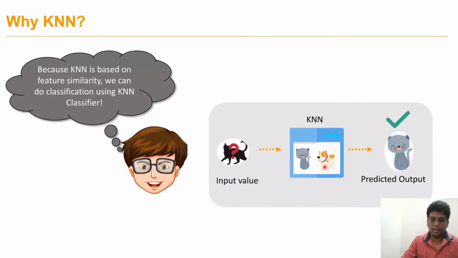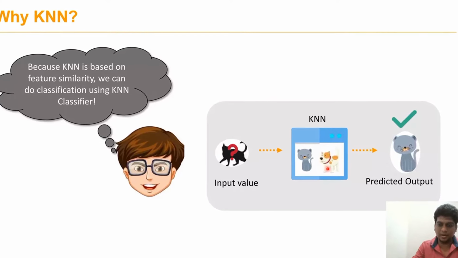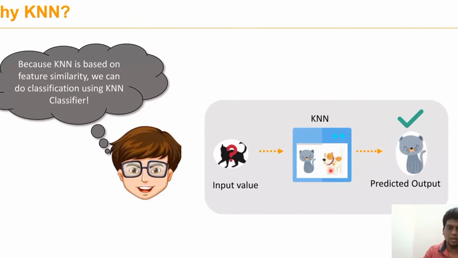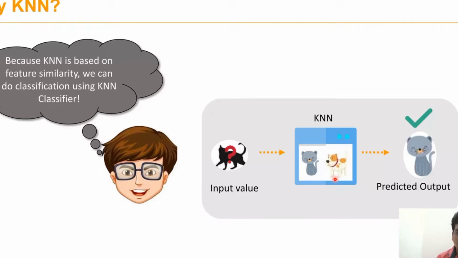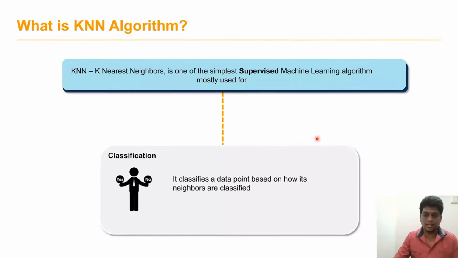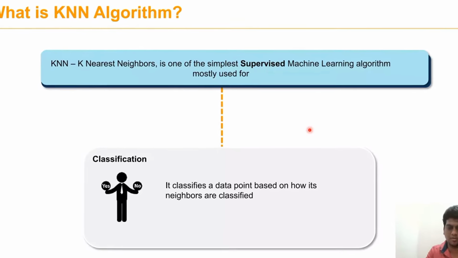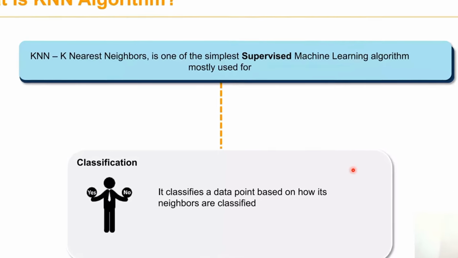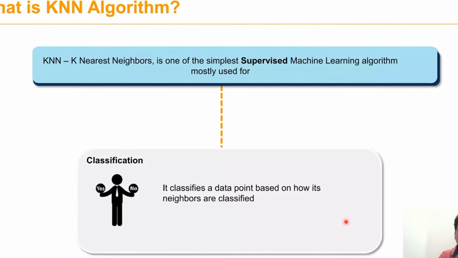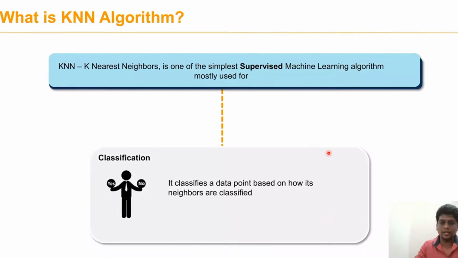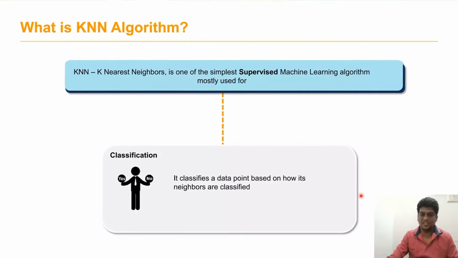Here, what is the purpose of using k nearest neighbor in the classification rule? Because the k nearest neighbor is mainly based on similarity of the features present in the object. So we have to do the classification rule. Among the algorithms, it is the most simple supervised ML algorithm. It is mainly used to classify a data point based on how the neighbors among them are classified.